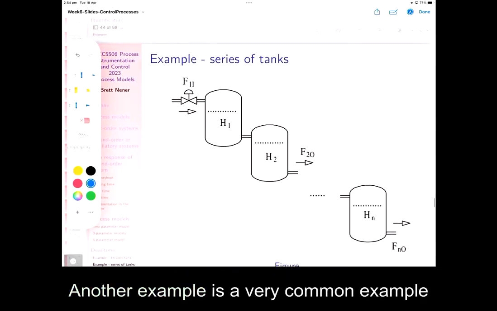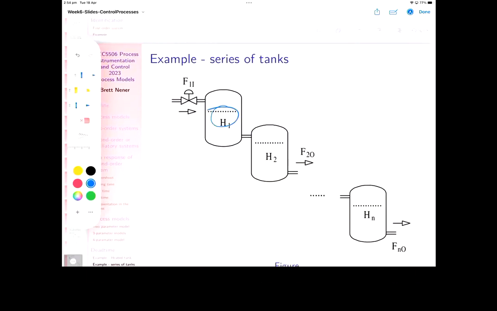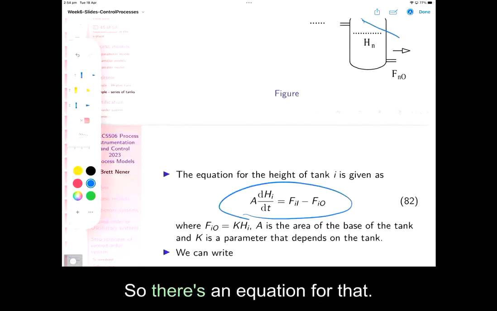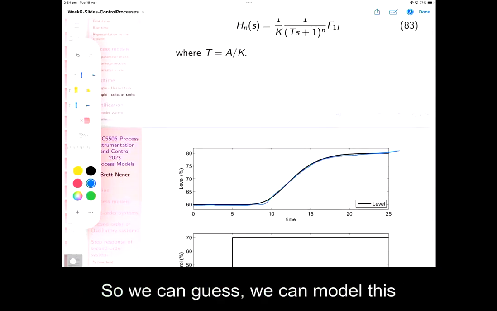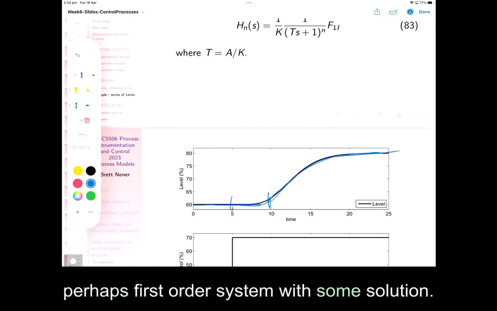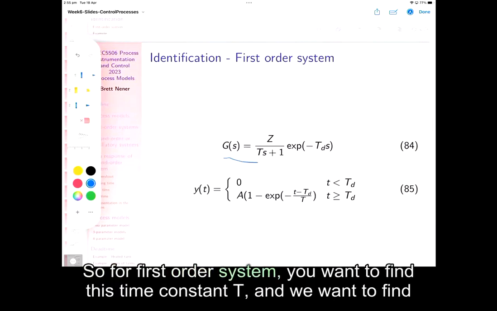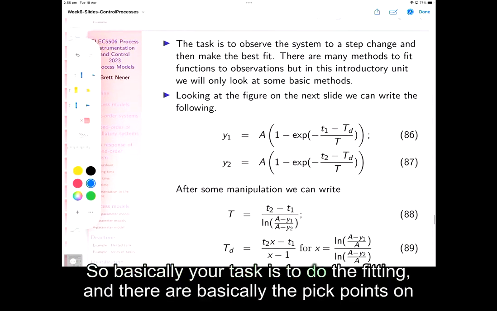Another example, very common in chemical processing, is you have some process in one tank, and the result of that is fed into another tank, and so on, and each one has to wait for the previous one. So there's an equation for that, and the end result looks like this. So you can guess, we can model this perhaps as a first order system with some delay. So the job is to identify what this has. For a first order system, we want to find this time constant T, and we want to find this delay. So basically your task is to do the fitting.